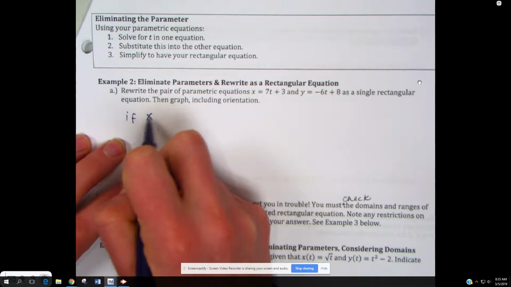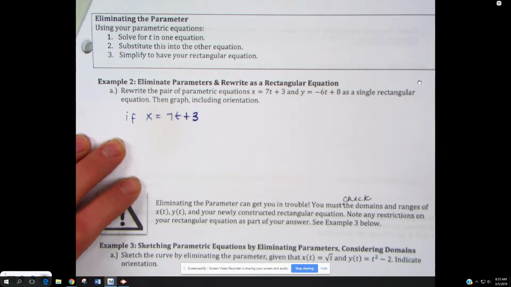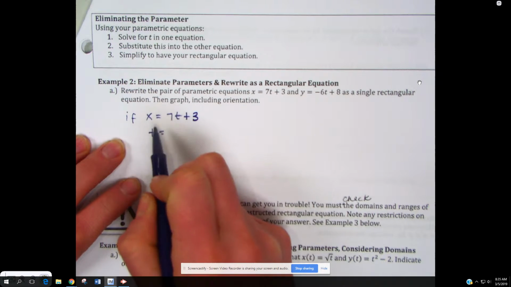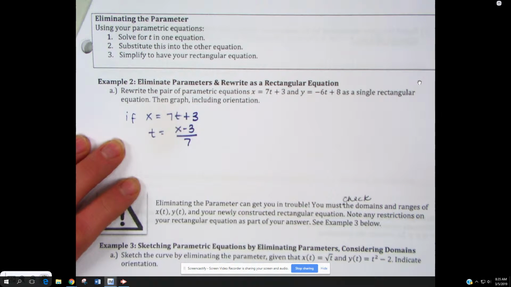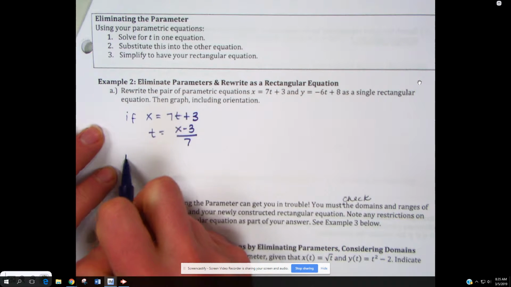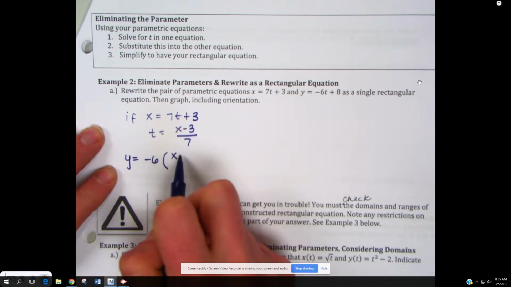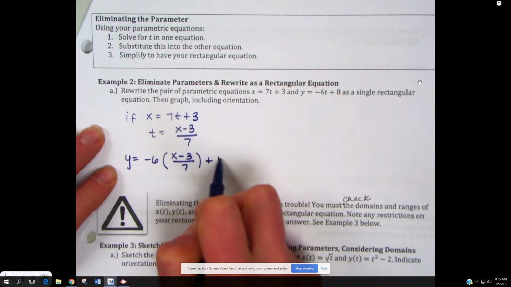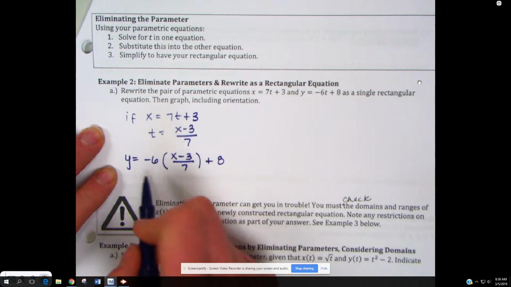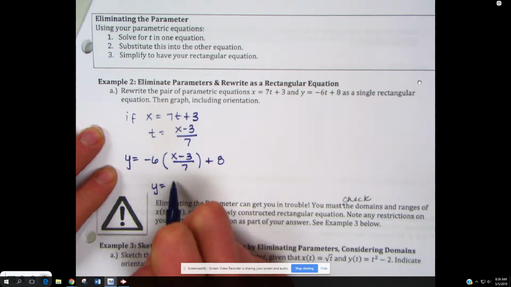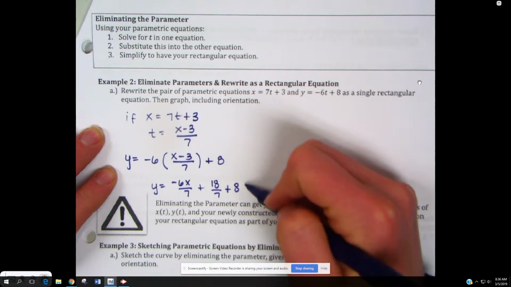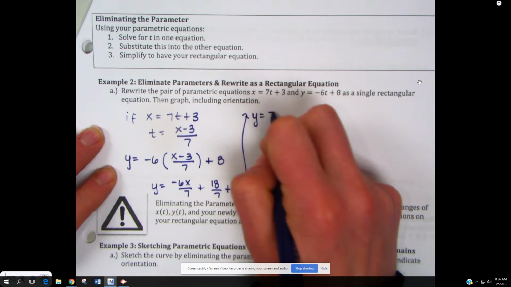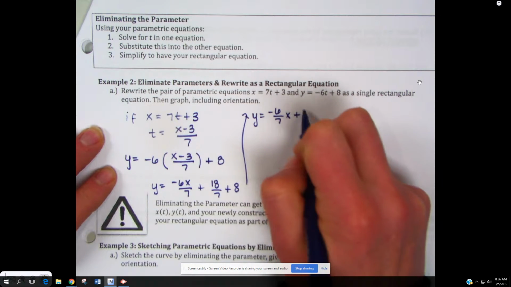If x is equal to 7t plus 3, then I could solve that for t. Right? Imagine you're in Algebra 1, right? You would talk about subtracting 3 to the other side, divide by 7, and I can rewrite that relationship. Then I could take that and I could pop it into my y relation. And I could go ahead and simplify. So when I simplified, I got negative 6x over 7 plus 18 over 7 plus 8. And I'm running out of space here. I ended up with y equals negative 6/7 x plus 74/7.